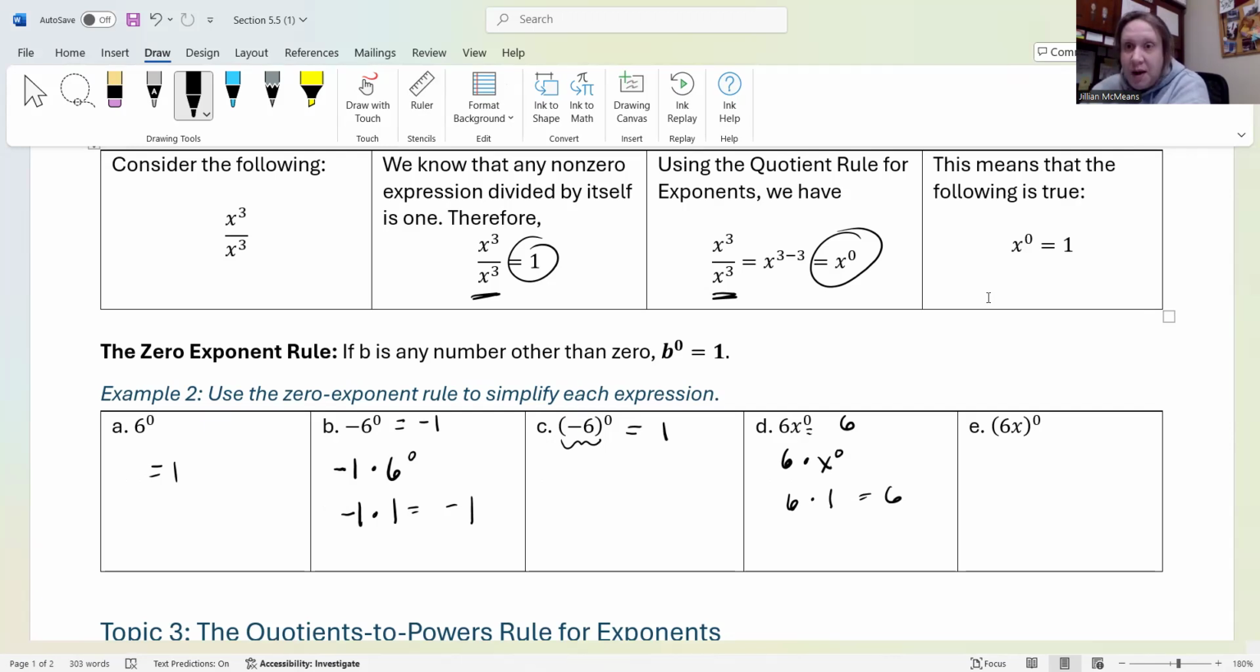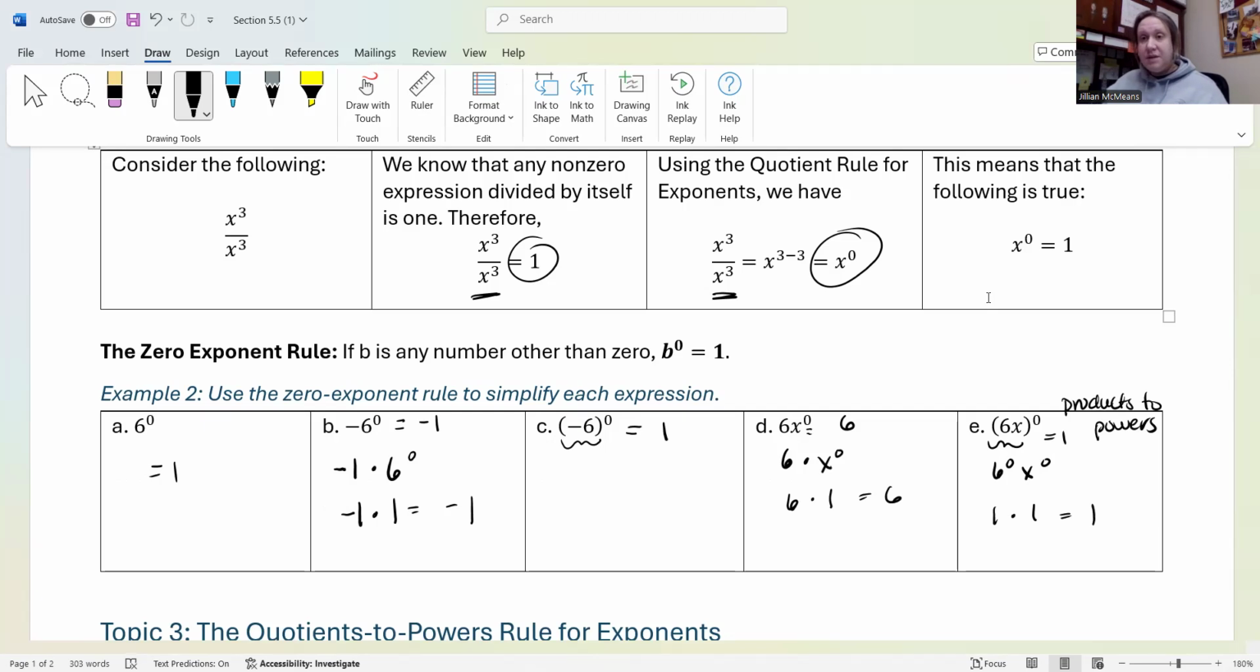But then again, just to blow your minds, if we look at part E, we have 6x in parentheses to the 0 power. Now we're dealing with the products to powers rule. It's basically what's happening in part C as well, but it's really obvious in part E. This is really 6 to the 0 times x to the 0. Well, 6 to the 0 is 1, x to the 0 is 1, so this just equals 1. Here you're looking at the entire base of 6x. It's married together with those parentheses. That exponent of 0 says, hey, this thing has to equal 1. And we've proven it using the products to powers rule.